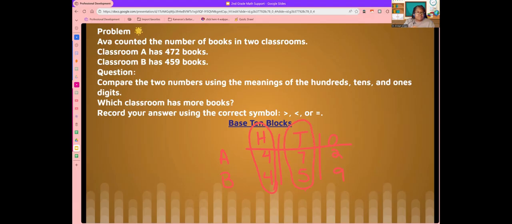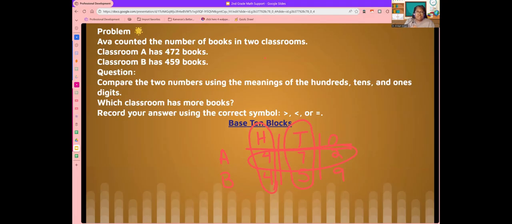Well, we do have a difference with the tens place. We have 7 for classroom A and 5 for classroom B. So because 7 is greater than 5, that means this entire number is greater than the number for classroom B. And that's how we can compare numbers.